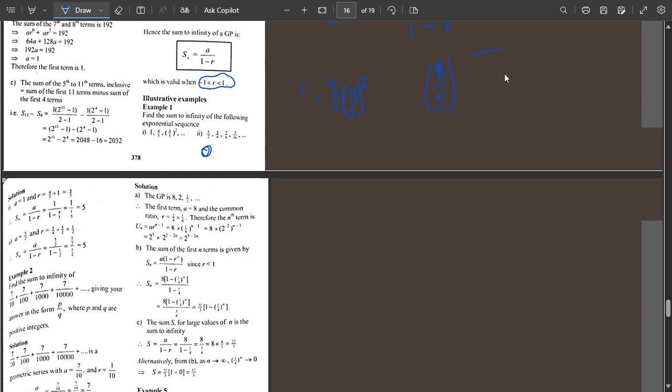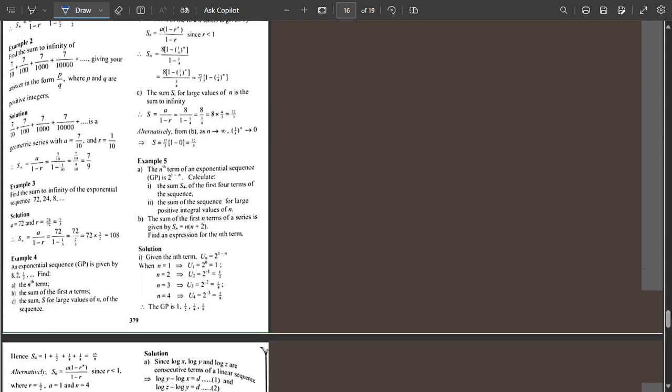So the sum to infinity is A over 1 minus R. R is 4 over 5, which becomes 1 over 1 over 5, which is equal to 5. Right. You can do the same here. First term, find the common ratio, and divide. It's very simple to find the sum to infinity.